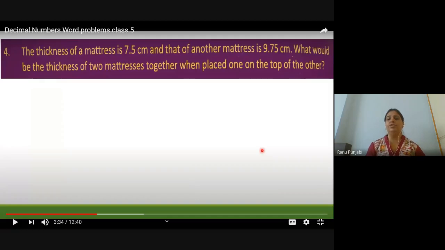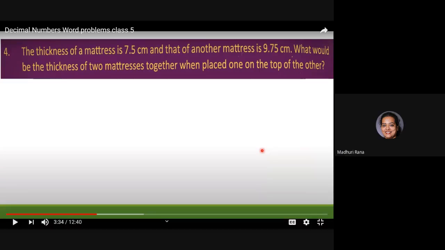Yashvi, please mute your mic. A lot of disturbance is coming from your side. And now you listen to the answer which the other child will give. Yes, Aryan. Nishika, what have you written in the chat box?